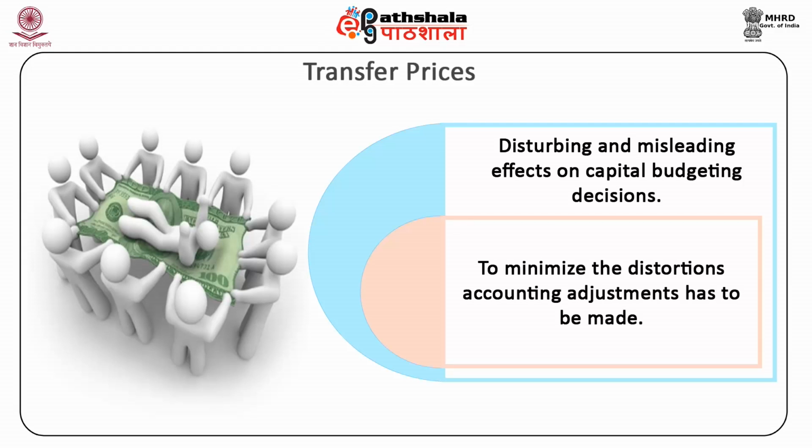To minimize distorting effects of transfer prices on capital budgeting analysis, MNEs need to make a few accounting adjustments. Firstly, MNEs need to use market prices in capital budgeting analysis. Secondly, any fees and royalties paid from one subsidiary to another or to the parent, as well as appropriate fixed cost, must be added back to the cash inflows.